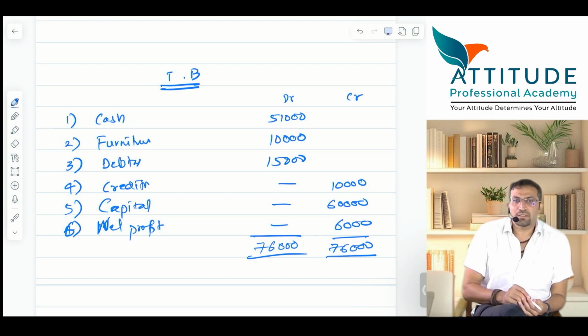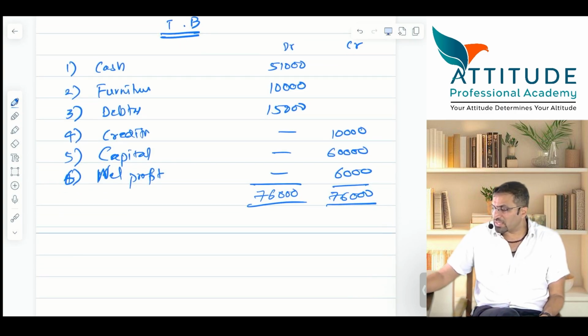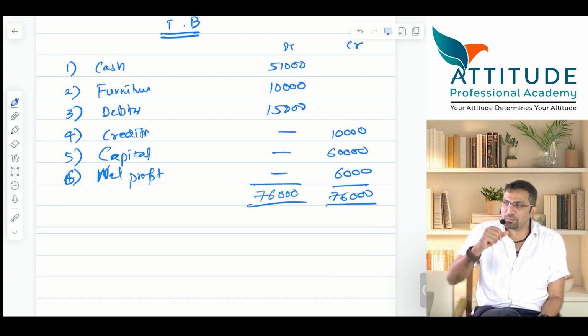Now one second. All of you have a look at this, my trial balance. What do you infer from this trial balance? Okay, I'll give you a hint. Real, personal, nominal is the hint. Analyze the trial balance. What do you learn from this trial balance?